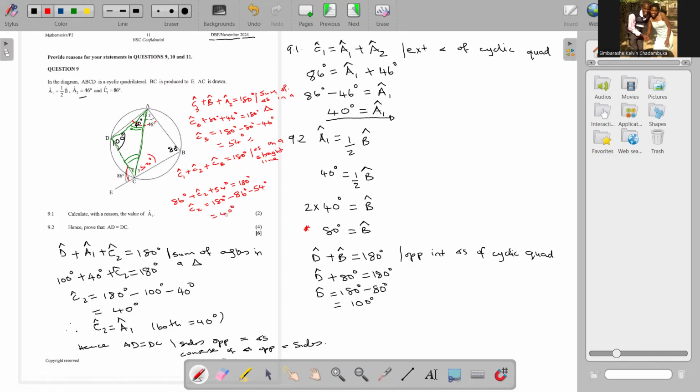Once you get the 40 degrees, therefore, our C2, if you check, it's 40 degrees, is equal to our A1, which was calculated in our 9.1 there. Both are equal to 40 degrees. Hence, AD is equal to DC. Those are sides opposite equal angles, or the converse of angles opposite equal sides.